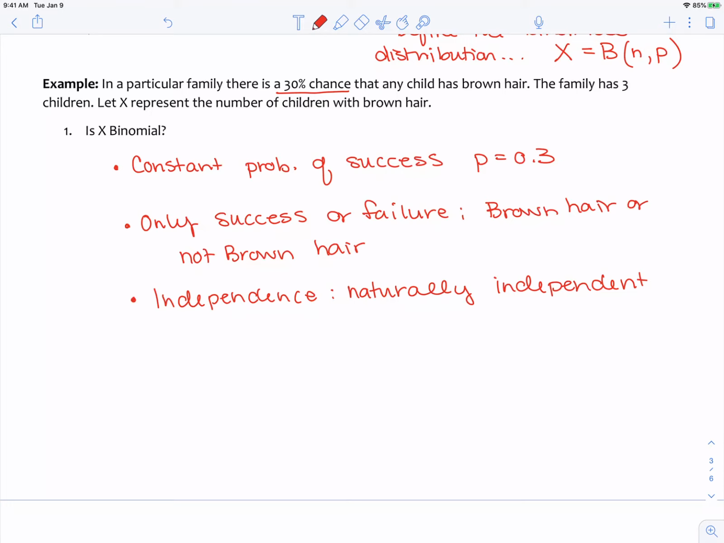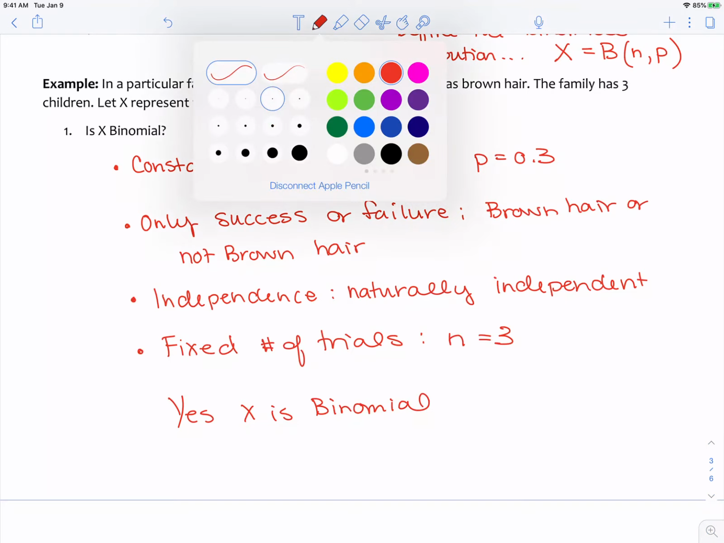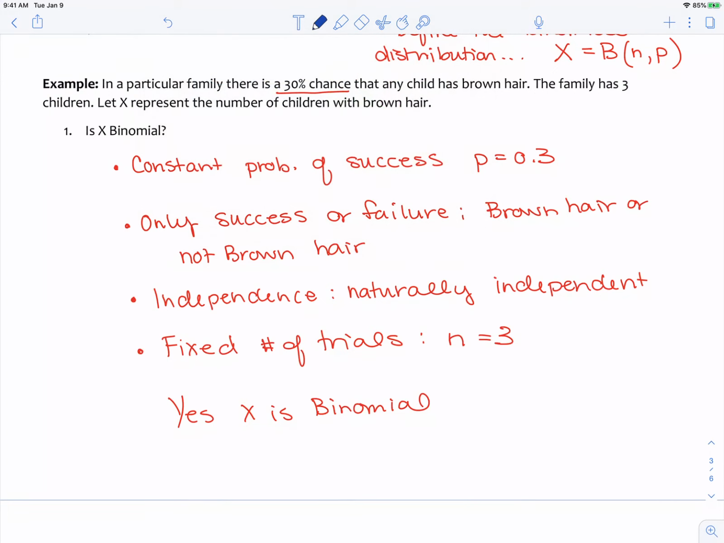And then the last thing we need to check is whether or not we have a fixed number of trials or a fixed sample size. That is true since n is equal to, well, we're going to go through 3 children, so n is equal to 3. Given we've got these 4 conditions met, yes, X is binomial. Now, the other thing we always want to double check as well is what is the purpose, like what's being measured by this variable?